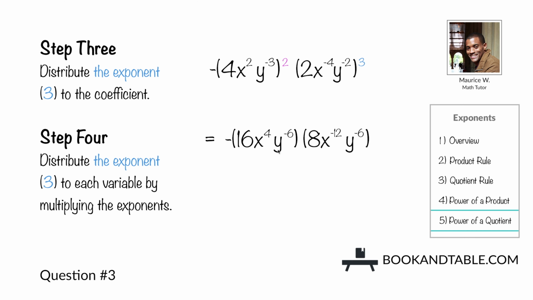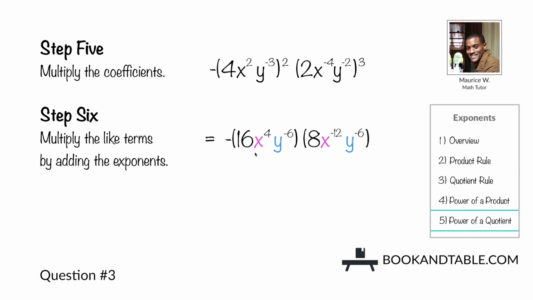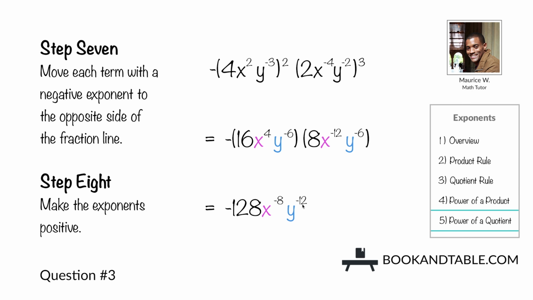So now we can multiply these two terms. So step 5, multiply the coefficients. Negative 16 times 8 gives us negative 128. And now step 6, we multiply the like terms by adding the exponents. So we'll multiply our x's and then we'll multiply our y's. X to the 4th times x to the negative 12th is x to the 4th minus 12, which is x to the negative 8. Y to the negative 6 times y to the negative 6 is y to the negative 6 minus 6, which is y to the negative 12th.